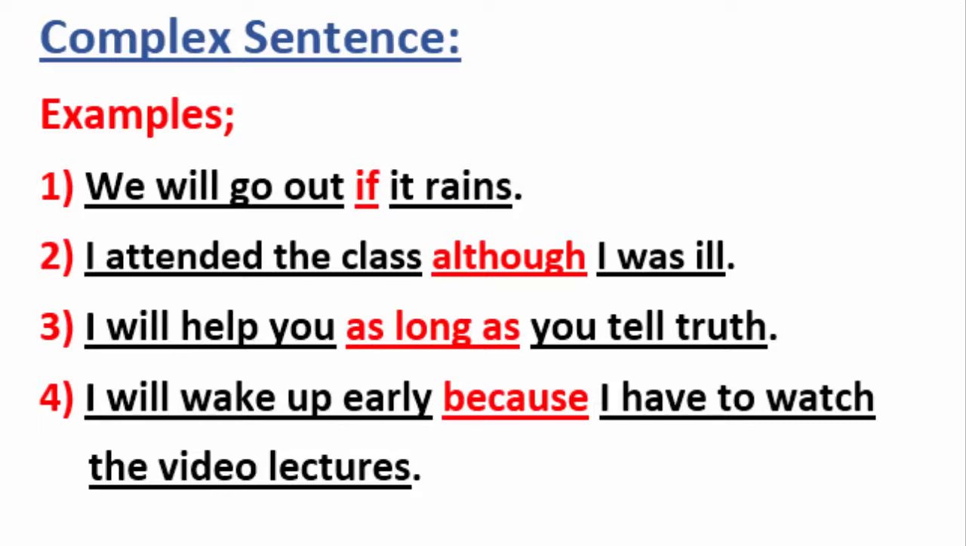Example number 3: I will help you as long as you tell the truth. Again here, two simple sentences joined by as long as, which is not a FANBOY, which means this is a subordinating conjunction. Example number 4: I will wake up early because I have to watch the video lectures. Again here in this sentence, two simple sentences joined by a subordinating conjunction, because.